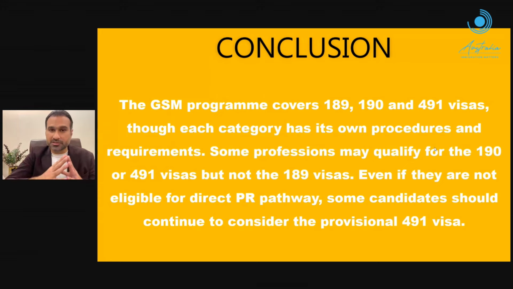This can happen. So what we advise is that even if you are not eligible for a direct PR pathway, that is 189 or 190 visas, you should still continue to consider the provisional 491 visa, because ultimately after a period of a few years, by few I mean 3 plus 1 year, you will be a citizen in Australia. It's a hardship period in the case of 491, we understand that, but still it's progress towards the ultimate journey.